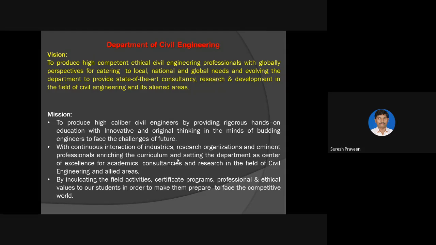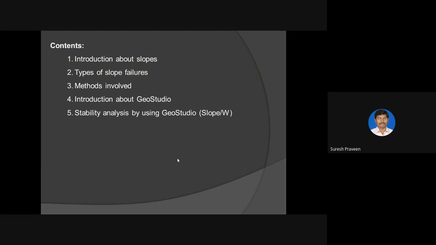So coming to today's topic, these are the contents we are going to cover in this half an hour session. First we give a brief about the slopes, what are the types of slopes, what failures occur in the slopes, and what are the methods involved to design and make the slope safe, and a small introduction about the GeoStudio package and one small problem using GeoStudio. I preferred here to design that slope in SLOPE/W.